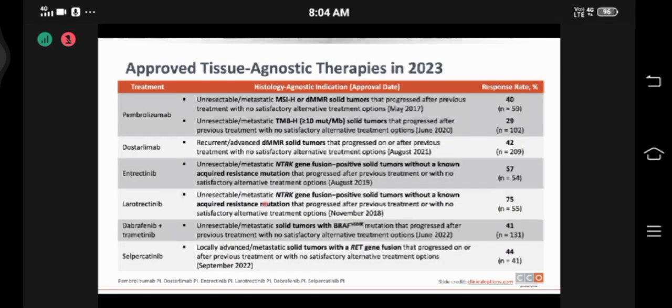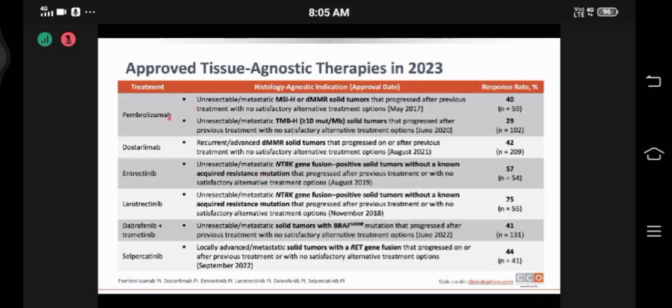So just in 2023, just concentrate on the right side of the slide. Look at the response rates, and these are heavily pre-treated patients. As we see, the different molecules that have been approved have excellent response rates in terms of how the patient's disease is being controlled after 3 to 4 lines of therapy. So these are all immunotherapy molecules, pembrolizumab, dostarlimab. These are again NTRK fusions. These are just targeted tablets. So again, these are becoming tumor or tissue agnostic.